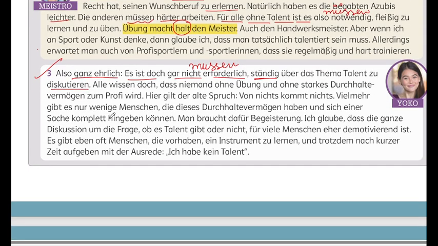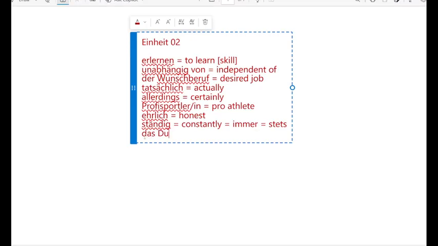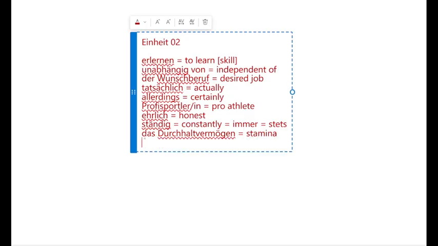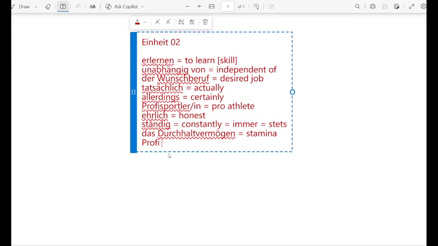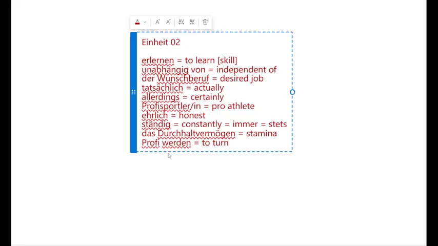Talent zu diskutieren. Alle wissen doch, dass niemand ohne Übung und ohne starkes Durchhaltevermögen zum Profi wird. Everyone knows that no one, without practice and without strong Durchhaltevermögen, turns professional. Vermögen, this one means stamina. Profi werden, to turn professional.